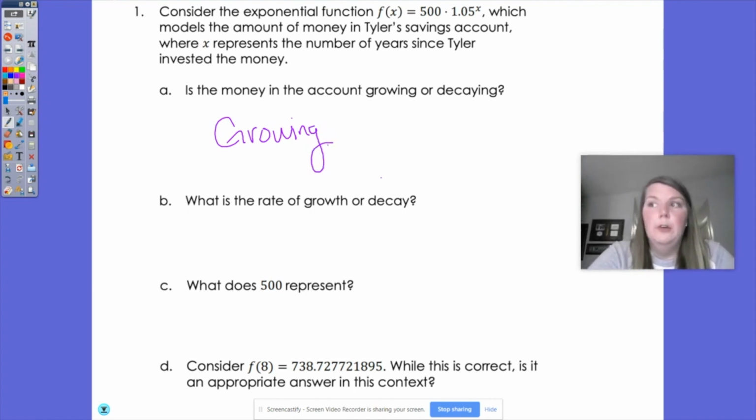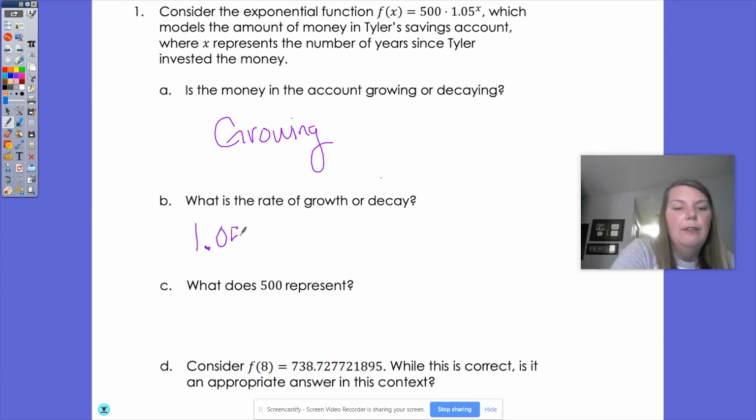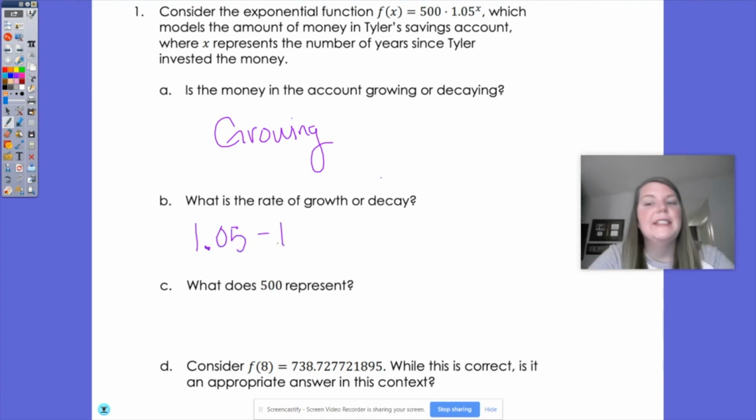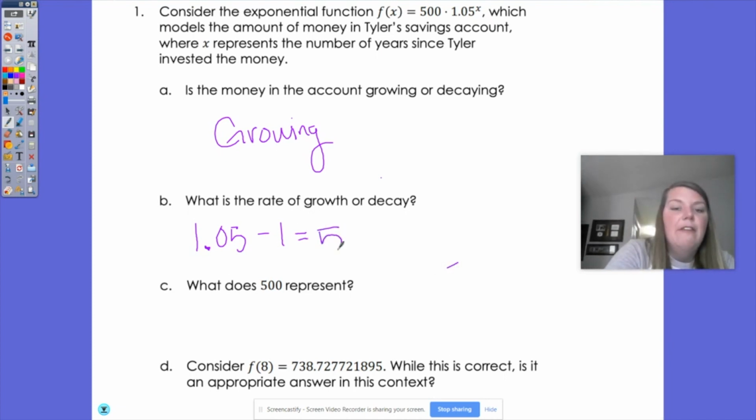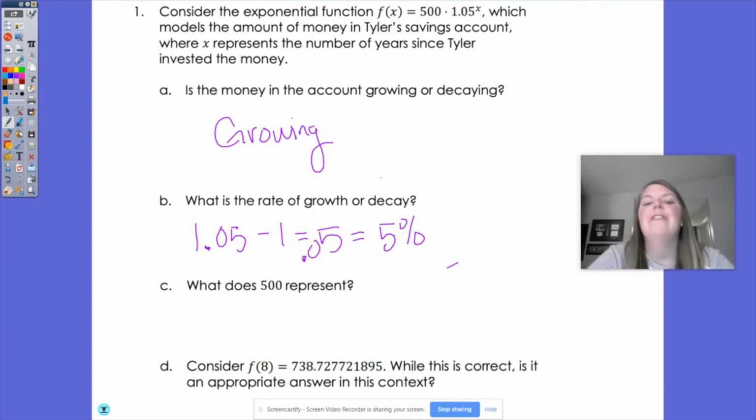What is the rate of growth or decay? Now, we need to decide what is the difference between that b value and 1, because 1 is going to keep it unchanging. How is that different than 1? So we want to take that value, 1.05, and subtract 1 whole, because that 1 whole is like if that value stays the same. And that would be 0.05, but remember we're going to talk about percentages. And if we change that decimal to a percent, that would be a 5% growth. And we can see that just from the 1.05 itself.